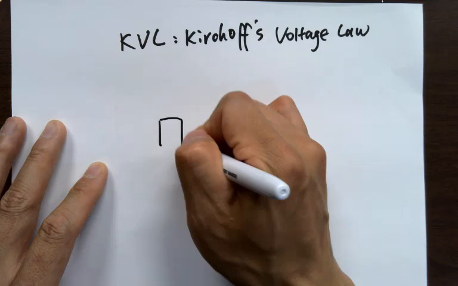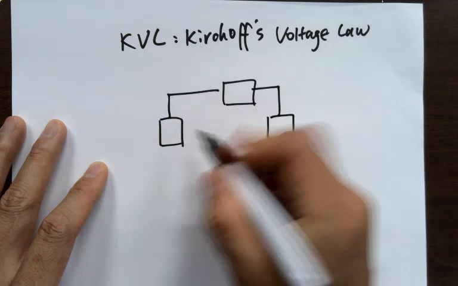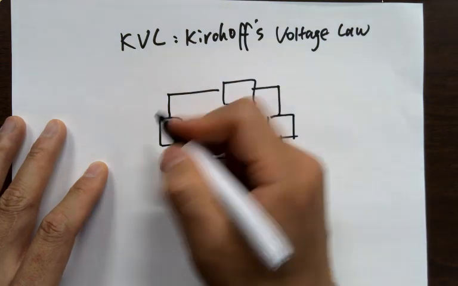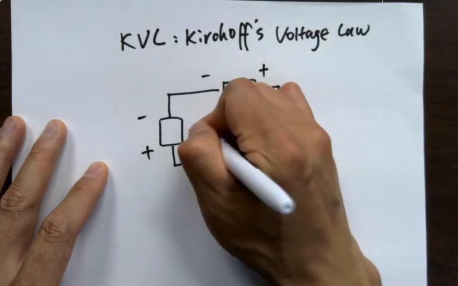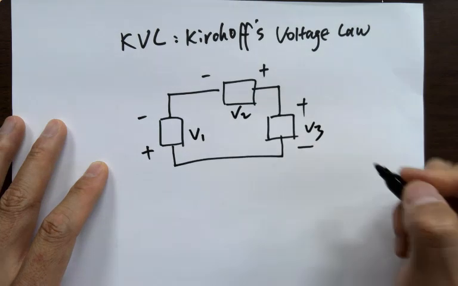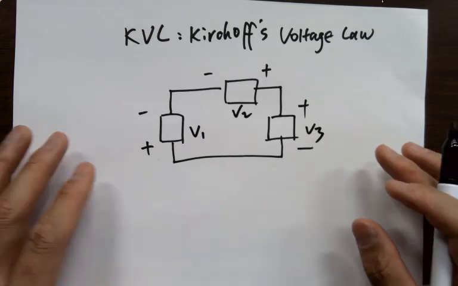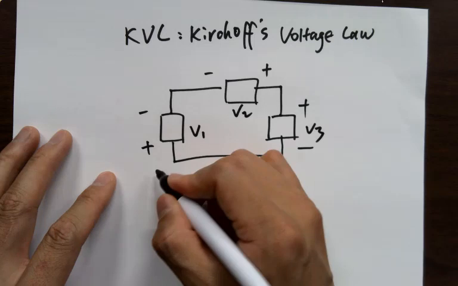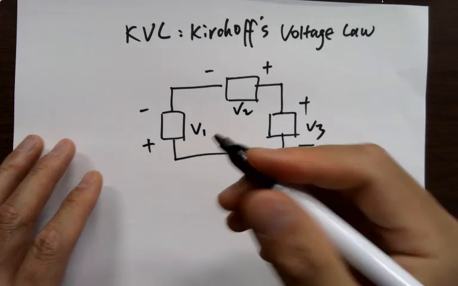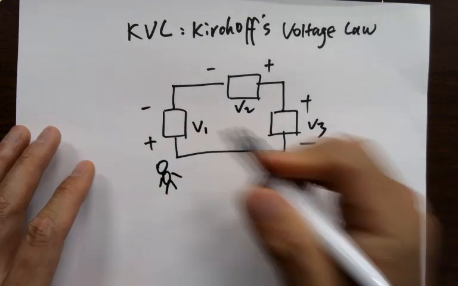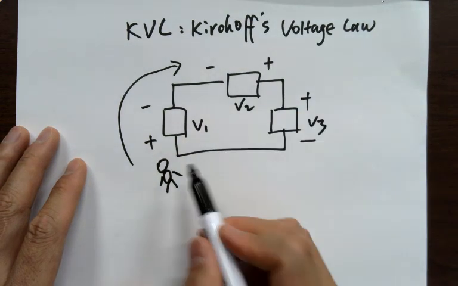If I draw a circuit like this, I label it as plus minus, minus plus, plus minus. This is V1, V2, V3. When you are doing KVL, it's actually very useful, super useful. In the future, you'll use it a lot. When you do KVL, you start from a point anywhere in the circuit. I usually start from the bottom left corner. So I'll draw a little guy here, traveling clockwise through the circuit, and come back to the same point.